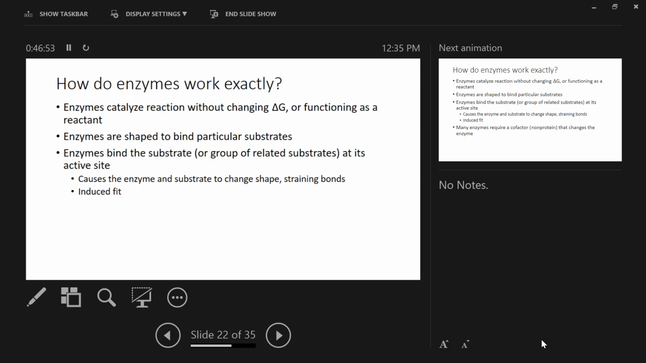It'd be like the lock isn't perfectly shaped for that key until the key shows up, and then it changes the shape of the lock to open it. Like, man, it's so cool. It makes the lock so much more sophisticated.